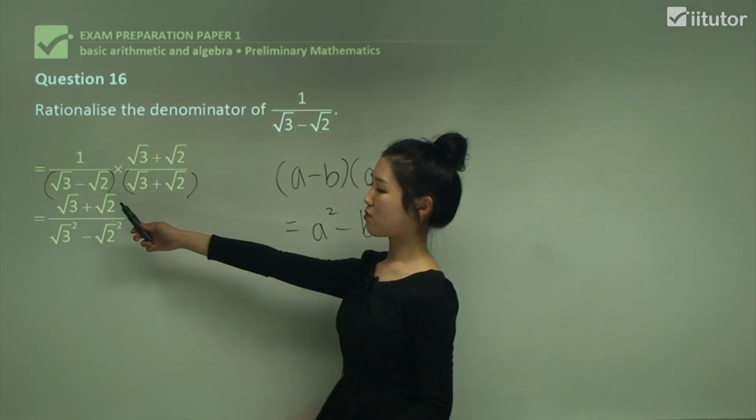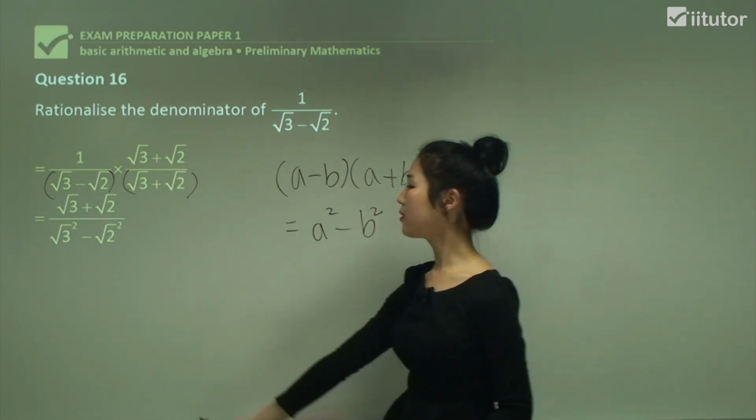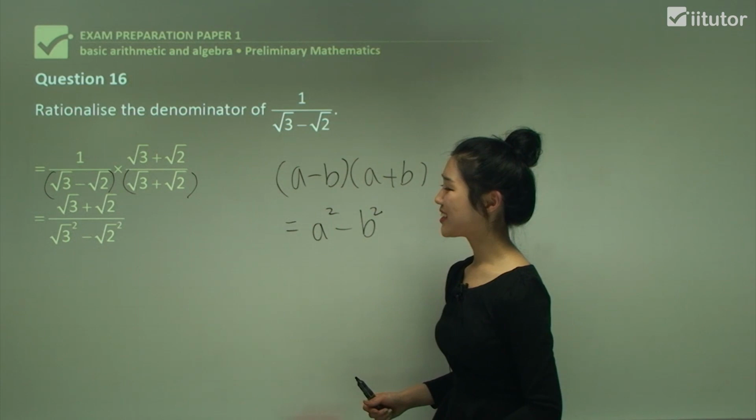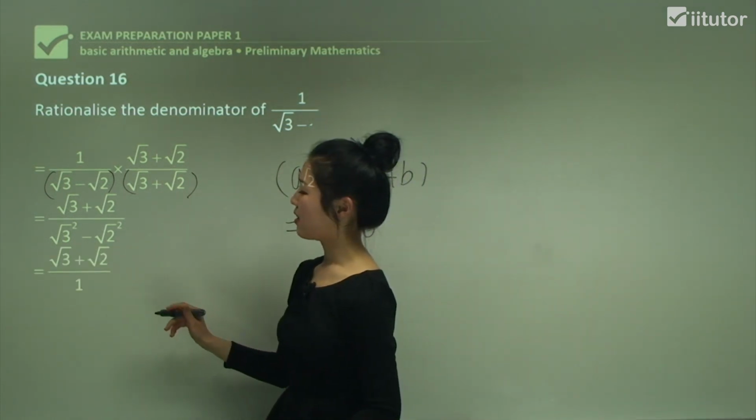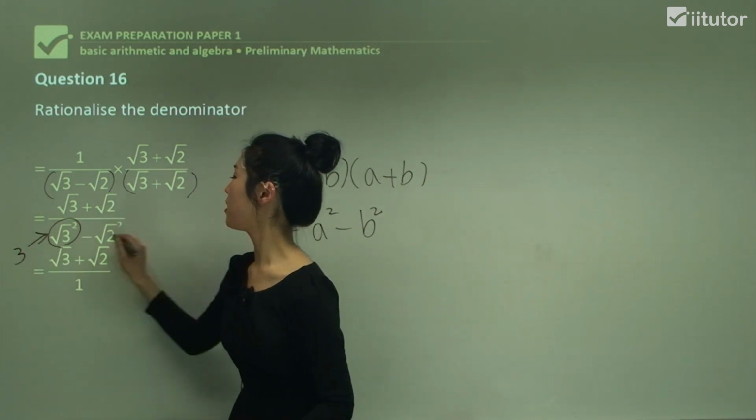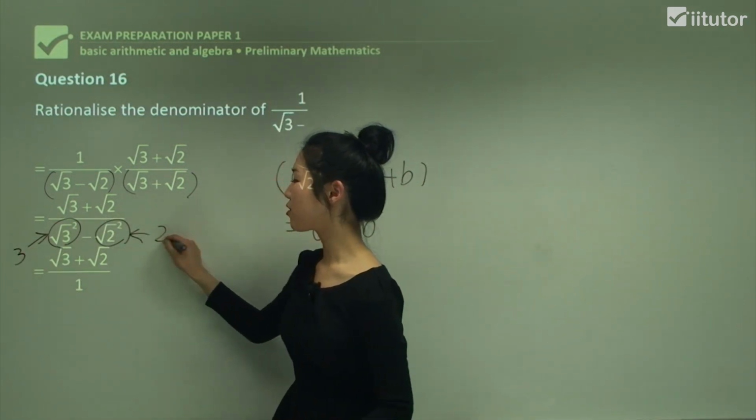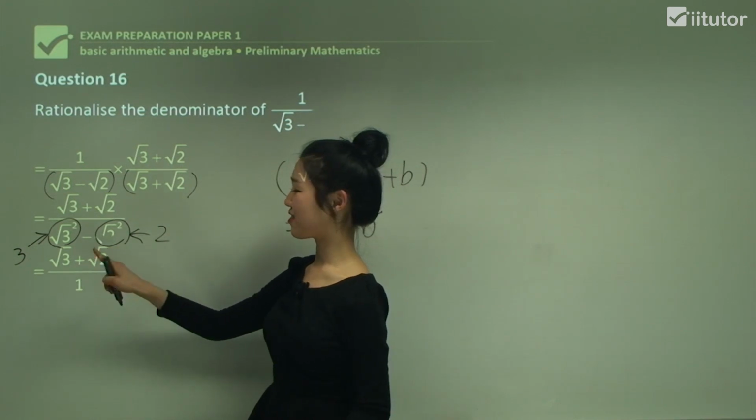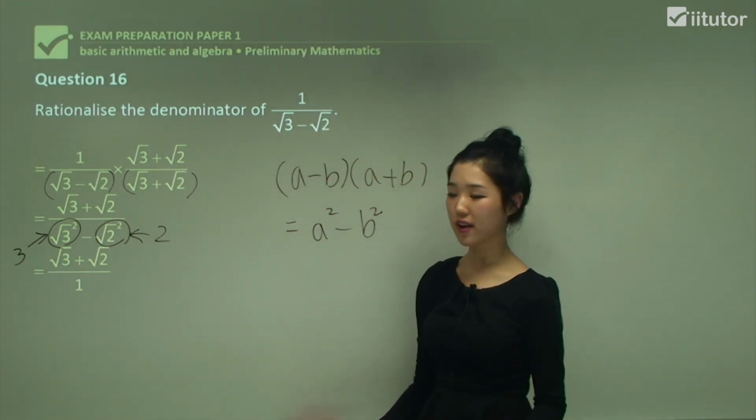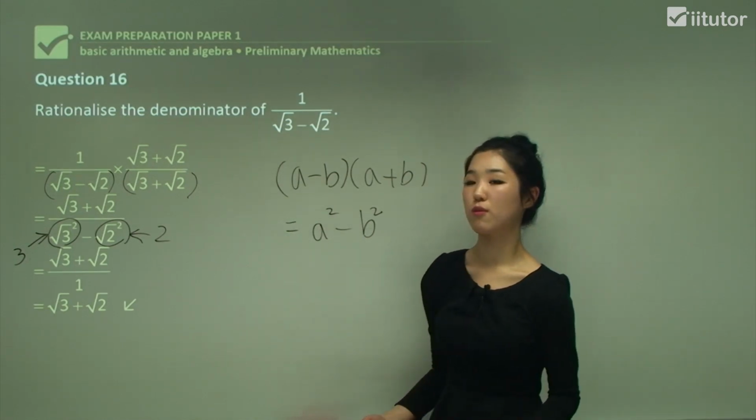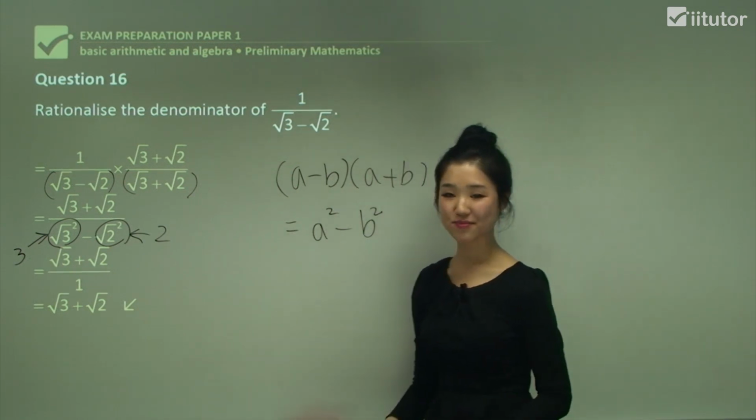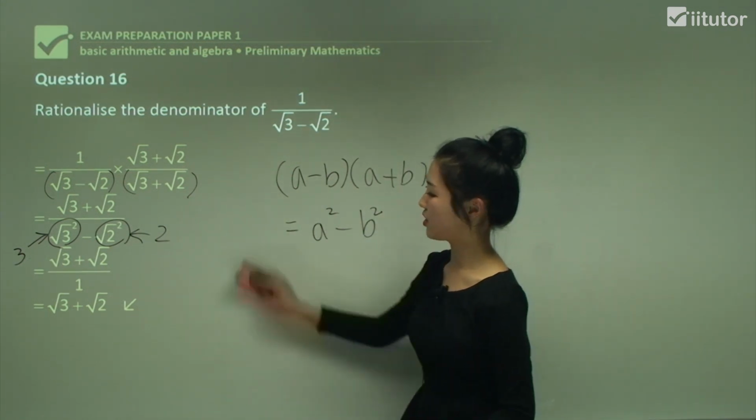So in this case, a is root 3, b is root 2. So it's simply going to be root 3 squared minus root 2 squared. Okay? So root 3 squared is 3, root 2 squared is 2. That's why I get 1, okay? Because 3 minus 2 is 1. So I don't really need to put anything over 1. So the answer is simply just root 3 plus root 2. Okay, because there's no point of having the 1 on the denominator. And that's the answer, guys. Have a look.